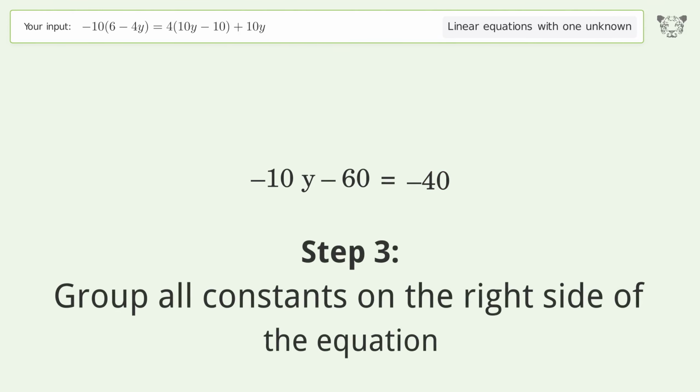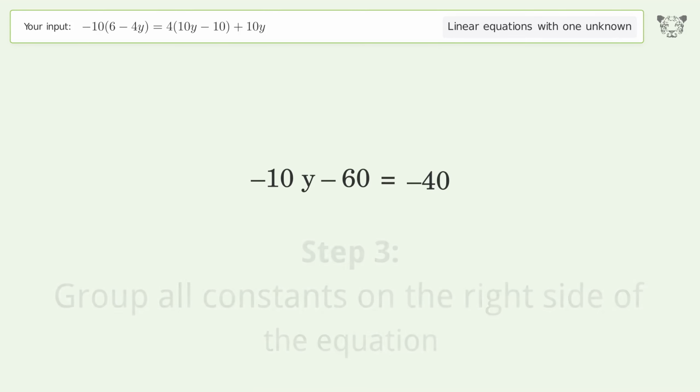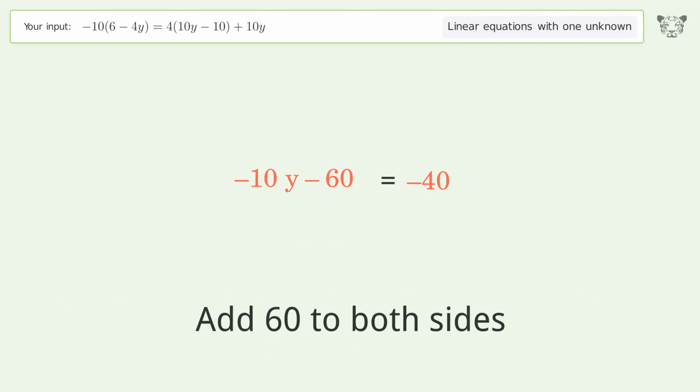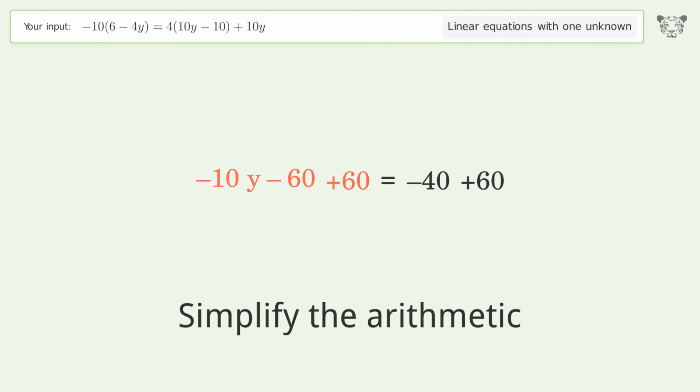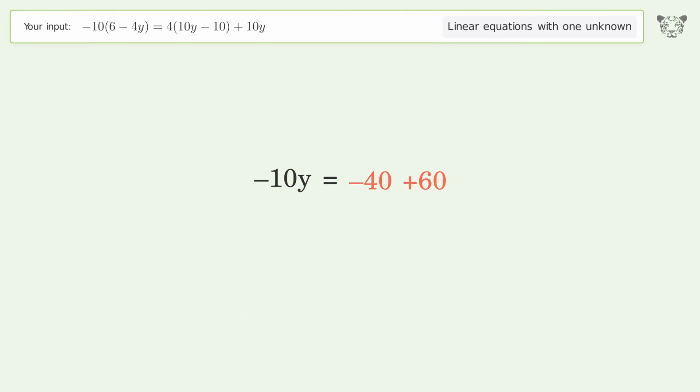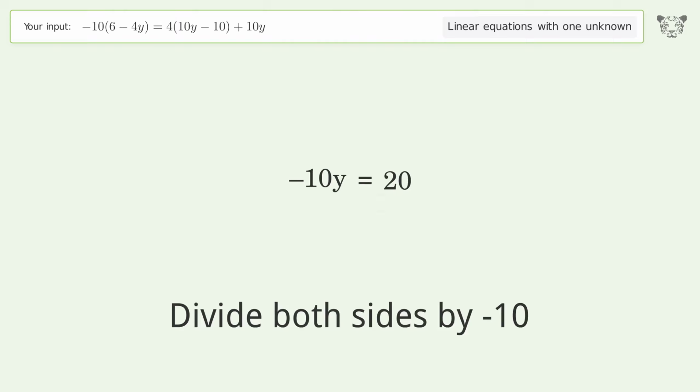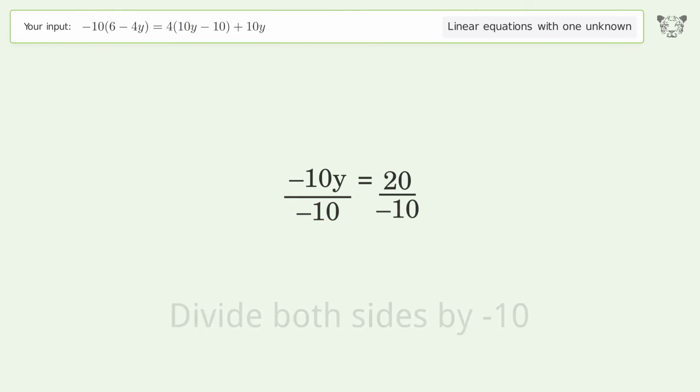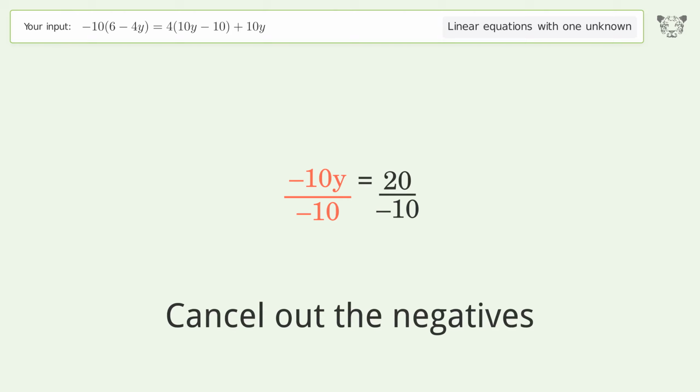Group all constants on the right side of the equation. Add 60 to both sides. Simplify the arithmetic. Isolate the y. Divide both sides by -10. Cancel out the negatives.